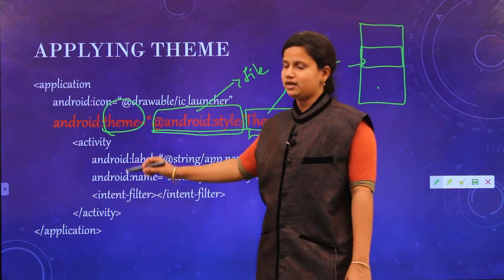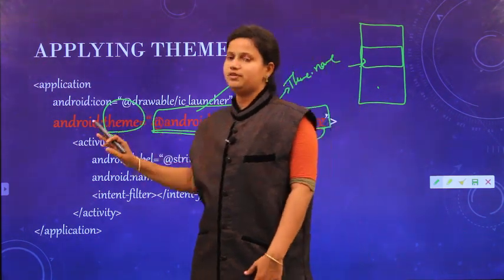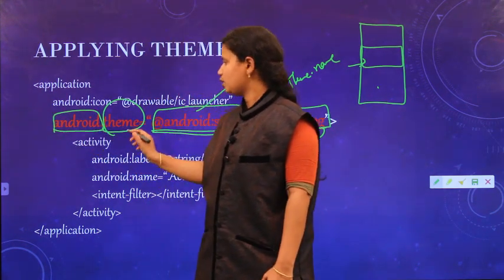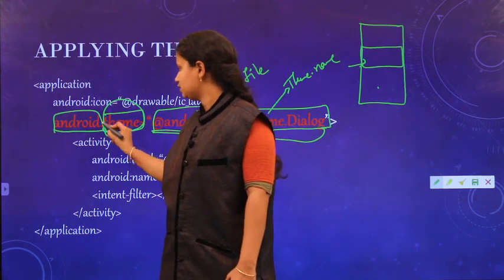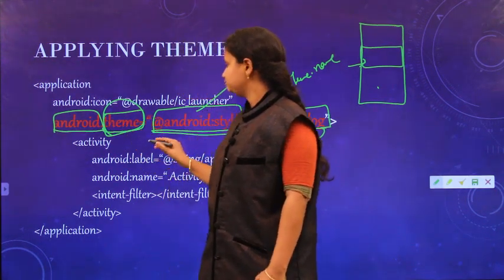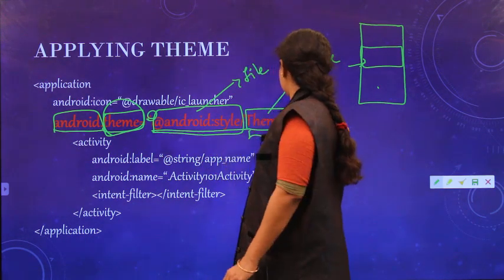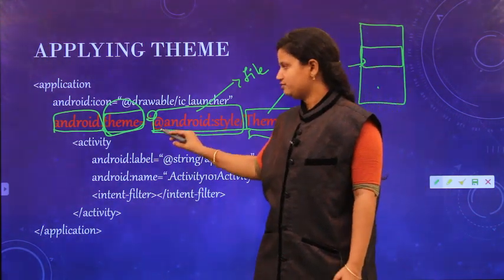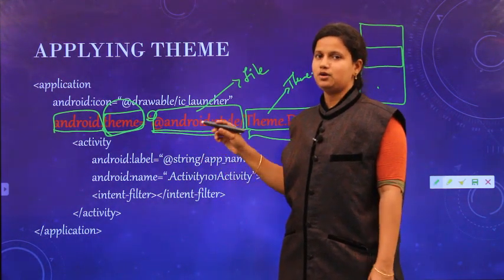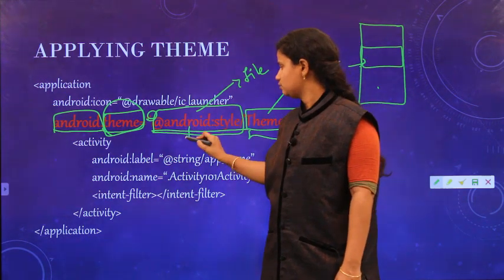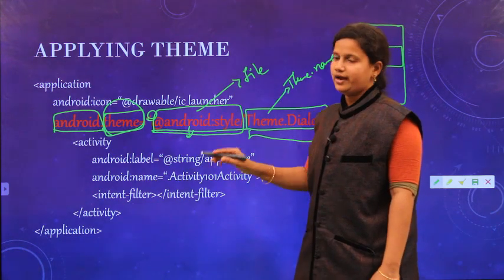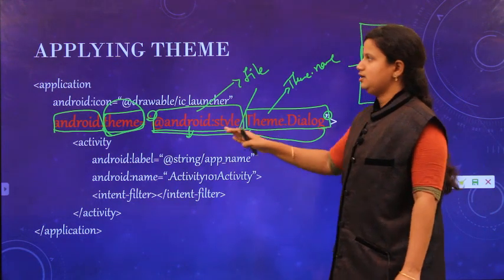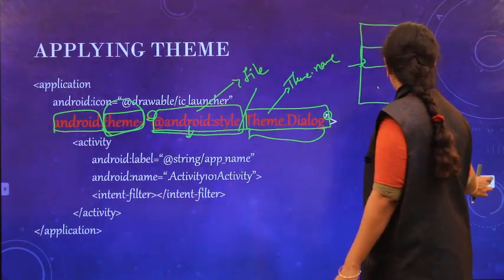So within this manifest file, I want to apply a theme. Each and every property starts with the keyword android colon. Since I want to apply a theme, the property name is theme equal to. The value is specified within double quotes. What value do we specify? First, the address from which place we access the style, and next is slash Theme.Dialog. In this way we apply the theme.